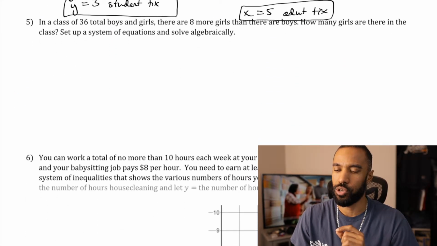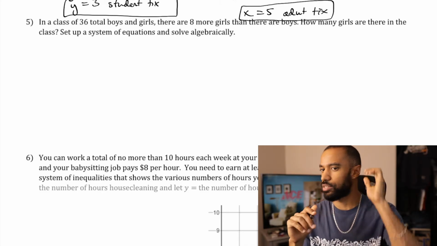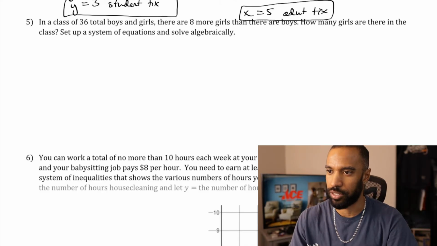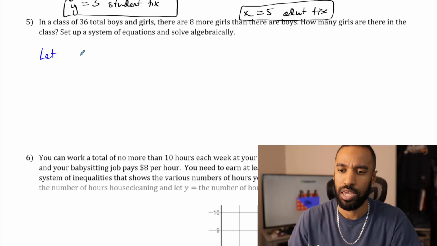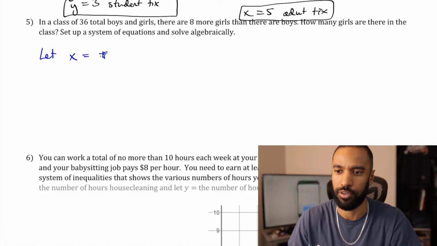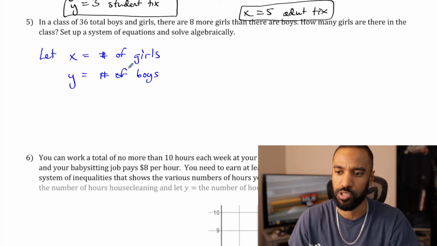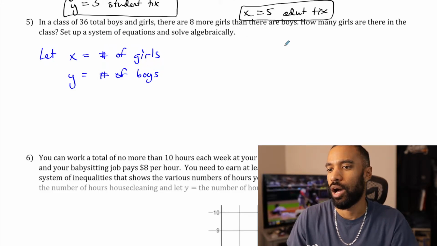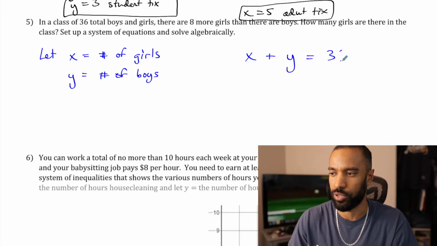In a class of 36 total boys and girls, there are 8 more girls than there are boys. How many girls are there in the class? Set up a system of equations, solve algebraically. Once again, you could guess and check, but let's not do that. This time let's do chromosome things. X equal number of girls. I was going to do B and G, but let's let X equal number of girls, Y equal number of boys. For that Y chromosome. All right. When you total the number of people, X plus Y, you get 36 total boys and girls.